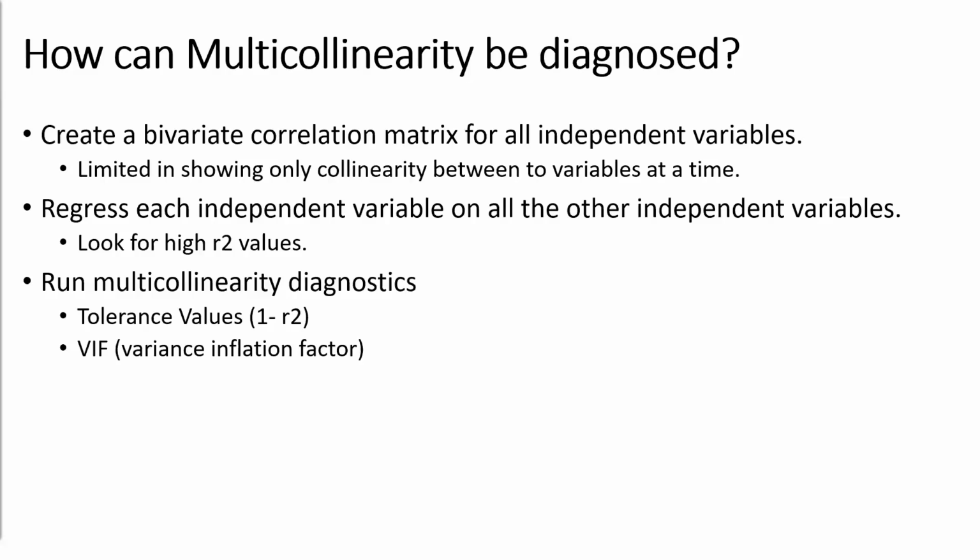So those are the guidelines that we can use, and the SPSS run can be very helpful in detecting it when you may not be able to visually see it, or you may not be able to tell it just from looking at a correlation matrix.